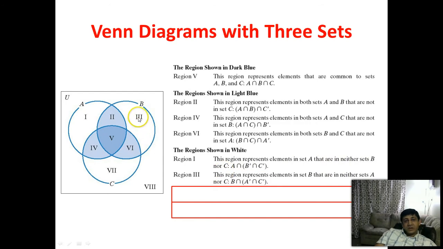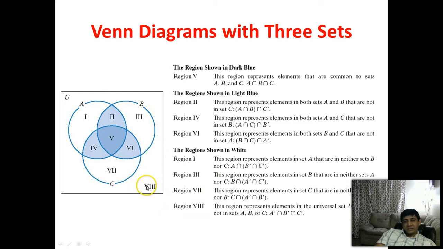Similarly, region 3 here means elements in set B that are not in A and not in C. And region 7 here means elements in C that are not in B and not in A. And the last region, region 8, represents elements in the universal set U that are not in A, B or C. Anything outside these circles will be our region 8. Mathematically, it will be A complement intersection B complement intersection C complement. When we talk about a complement, we exclude those elements. So we are excluding A, B and C, all three.